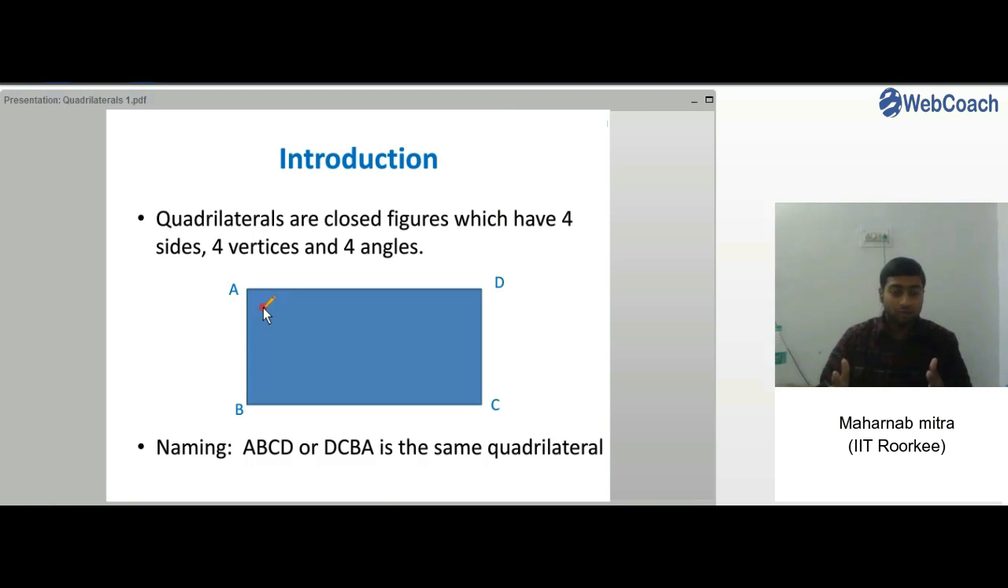So this is how we can name any quadrilateral. Just remember to follow the name in a cyclic order, either anti-clockwise or clockwise, and write the names of the vertices one after the other as they come accordingly. So let us move forward.